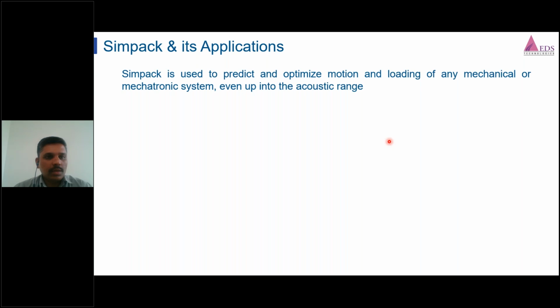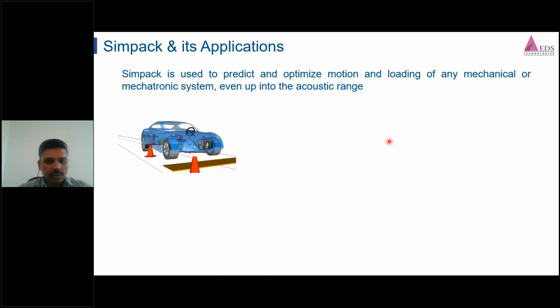Okay, so now what is Simpack and what are its application areas? Simpack is used to predict and optimize the motion and loading of any mechanical or mechatronic system, even up to the acoustic range. The first application is automotive. In automotive applications, we can do handling, ride, NVH, and durability. We will discuss these scenarios in coming slides.